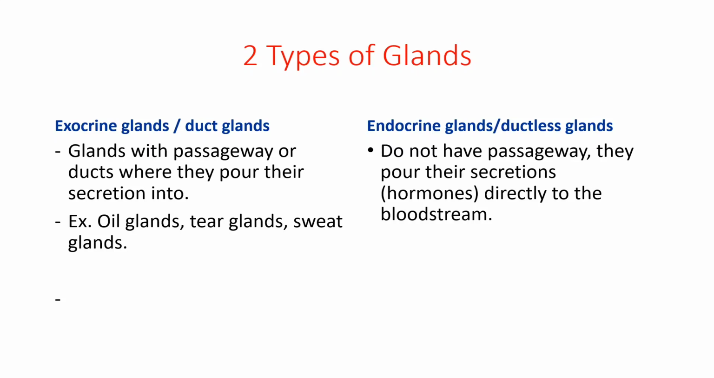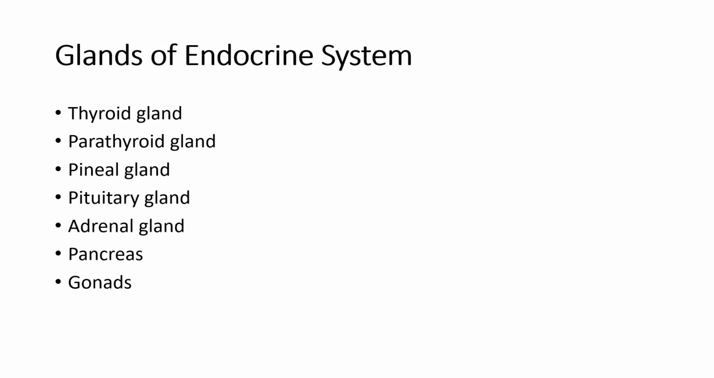Now, how about the endocrine gland or the ductless gland? Ductless, wala silang dinadaanan na passageway because they go directly to the bloodstream. They do not have a passageway. They pour their secretions or the hormones directly to the bloodstream. So what are the glands of the endocrine system? We have the thyroid gland, parathyroid gland, pineal, pituitary, adrenal, pancreas, and gonads.